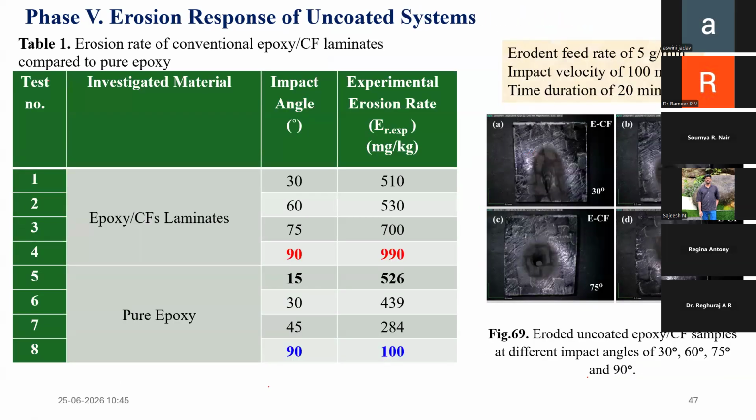So this kind of work can be done beautifully. You can say carbon fiber at 90 degrees has a 990 erosion rate, whereas pure epoxy only has a 100 erosion rate. But your epoxy has a strength of nearly 50 megapascal, while carbon fiber has 500 to 700 megapascal strength. That huge variation is going to happen.